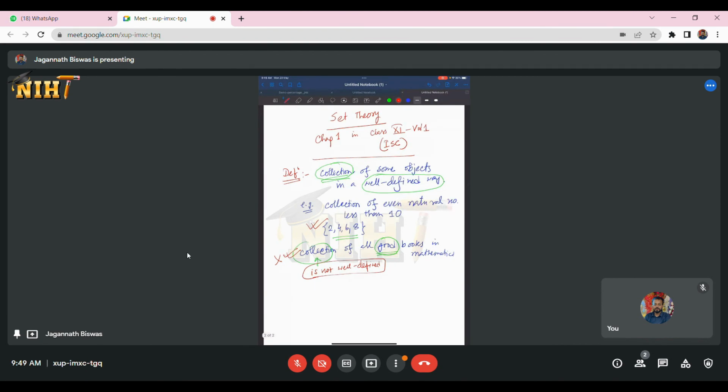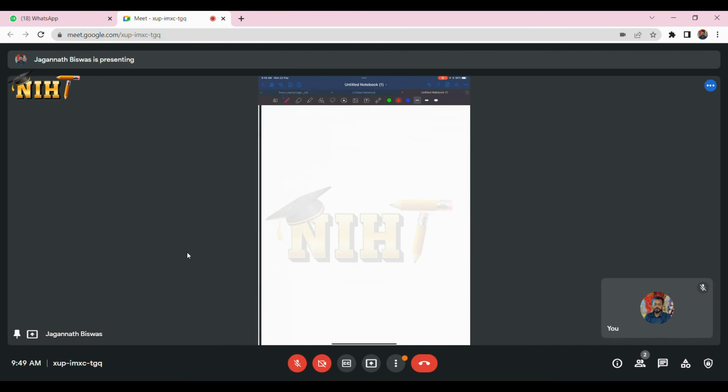Now we will go to the concept of representation of set. There are two types of representation, type 1 and type 2. Type 1 is called the roster form or tabular form, and number 2 is set builder form.